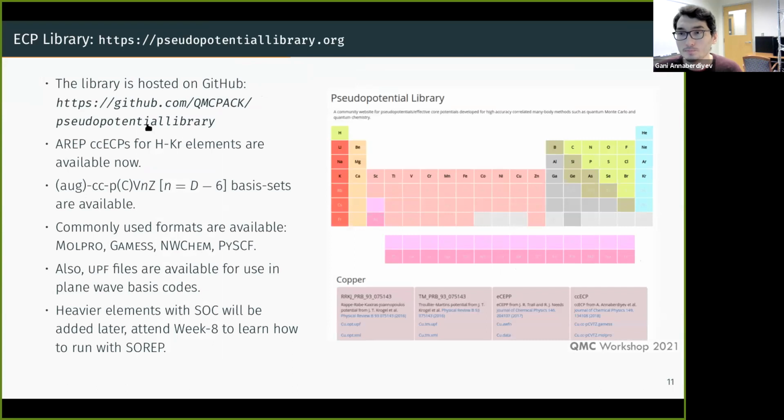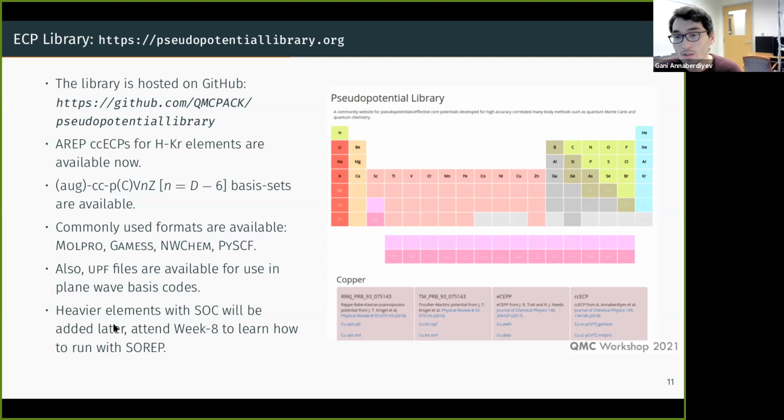Okay, so all of these ECPs can be found at pseudopotentiallibrary.org. Currently, the available ECPs go from hydrogen to krypton. For CCECPs, you can find the basis sets from double zeta to 6 zeta with augmentations. So essentially, all basis sets are there with various code formats, MolPro, Gamess, PySCF. And also, as we've said, the UPF files are also there if you want to use them in condensed matter applications, such as in Quantum Espresso.